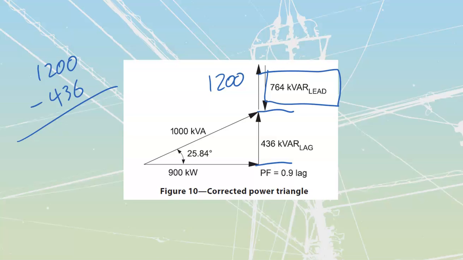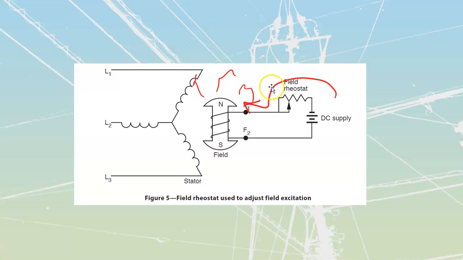Perfect. It's a lovely system because, once again, we don't have to have individual capacitors. All we need to do is overexcite this. Just change the value of current inside of this field rheostat. And as long as I go a little high, a little low, I can just make any power factor that I want off of that system.